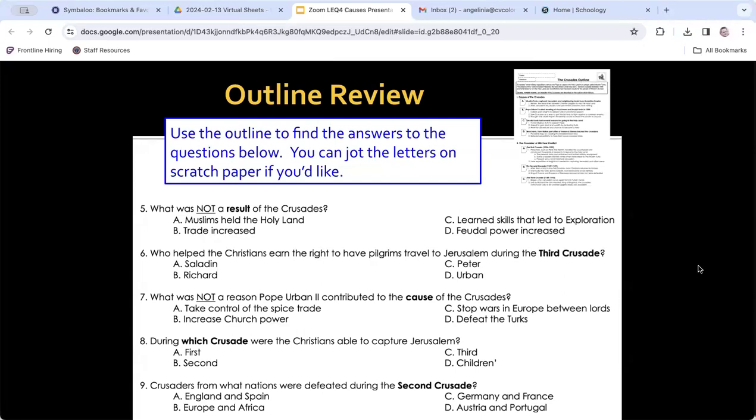About 30 more seconds to think, and then I'll put you in some rooms. Okay, talk through the answers. Make sure that you are using the outline if you have it.